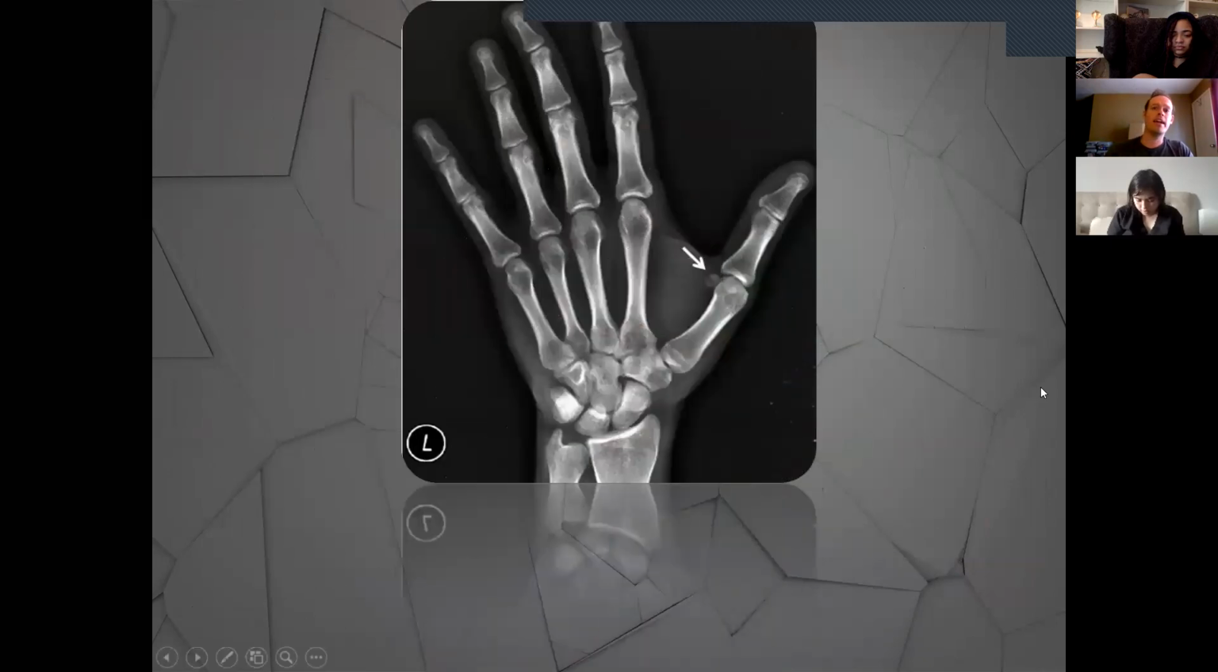This is showing you what it would look like in a hand. You have a nice arrow pointed out to you there, but the most common location of a sesamoid bone in the hand is going to be right by the thumb right here, or more specifically, by the first metacarpal. This is a metacarpal, by the way. It's going to be that little round shape, looks like a little sesame seed. That's going to be a sesamoid bone within the hand.